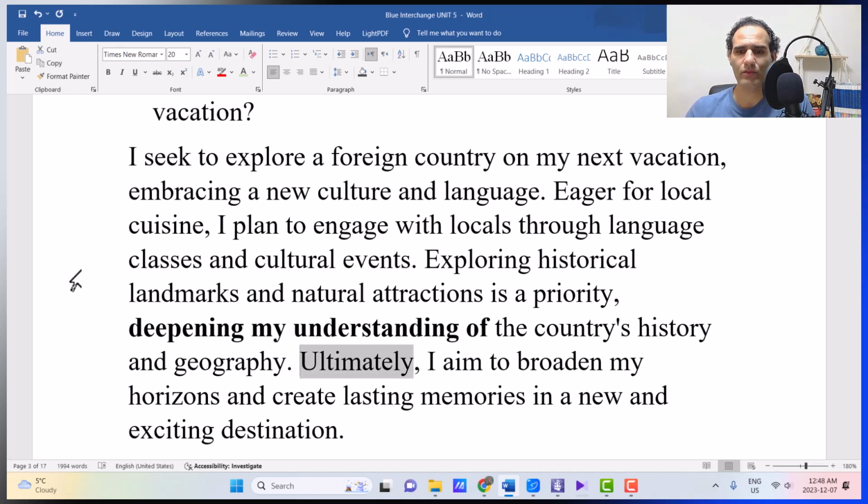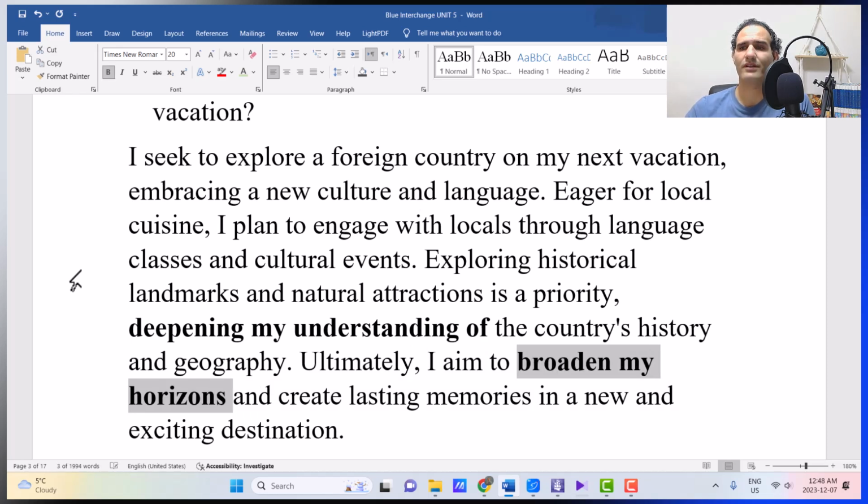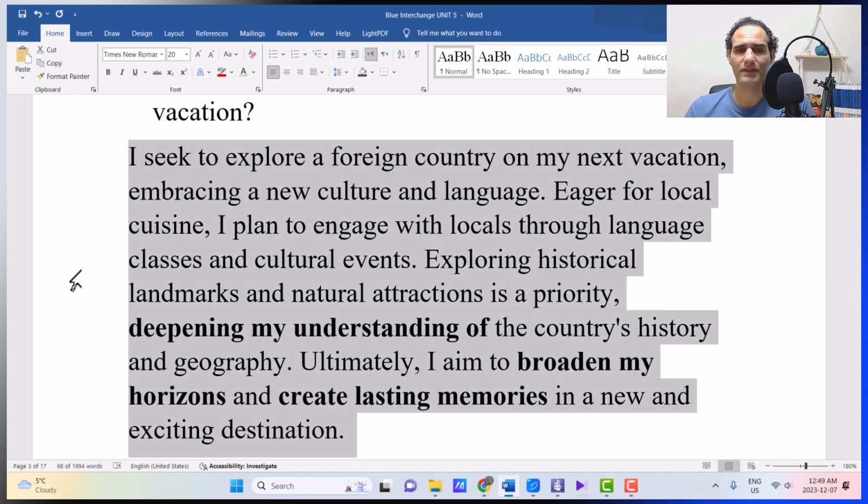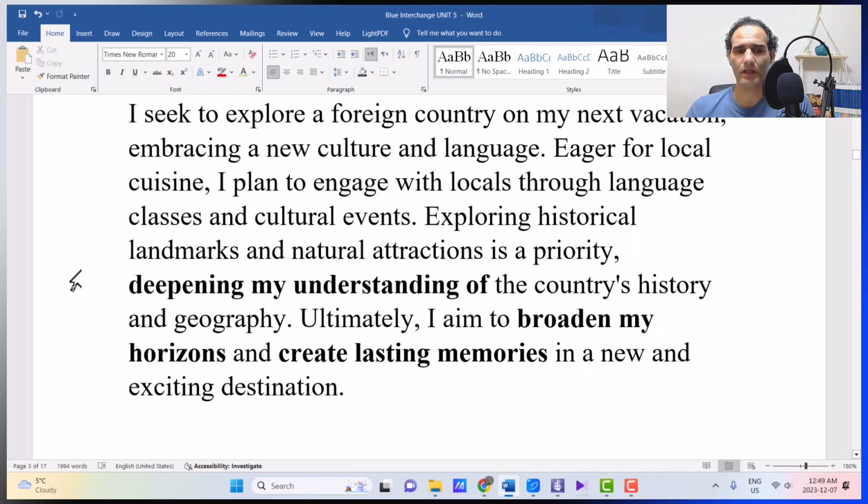Ultimately, I aim to broaden my horizons and create lasting memories in a new and exciting destination. Very beautiful. Broaden my horizons to understand more, to see more, to experience more. Create a lasting memory, or here plural, create lasting memories. Beautiful, beautiful. Okay, so this is a beautiful sample response. You can transfer the beautiful parts into your vocabulary notebook and use that.